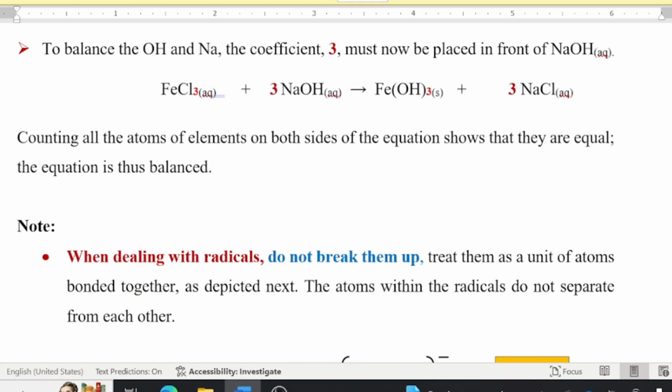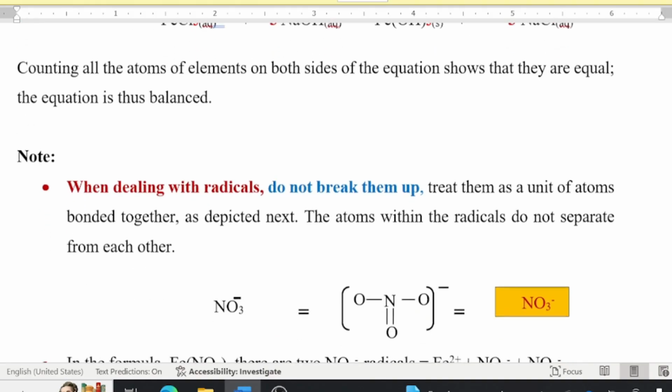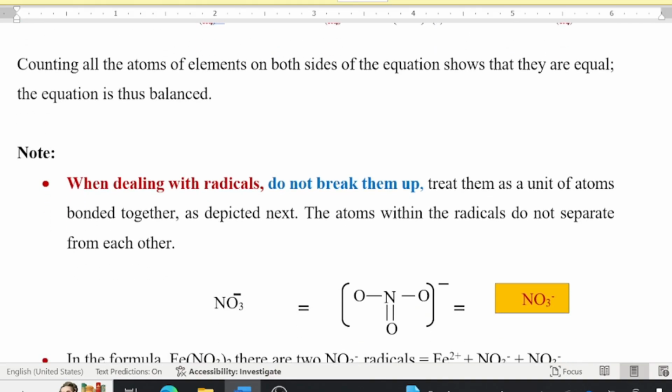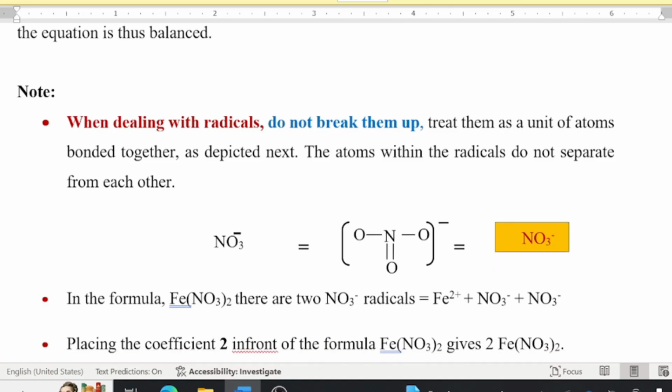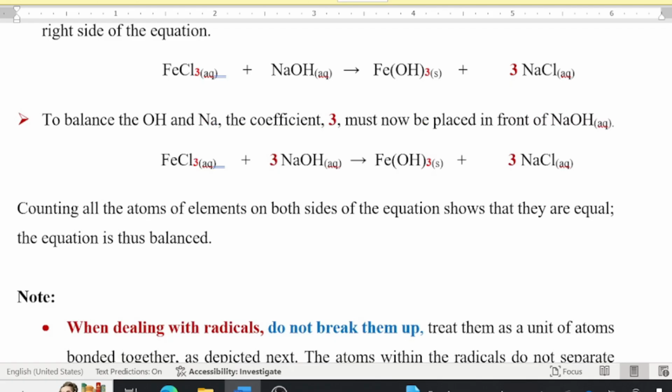Now, there's something I want to talk to you about when you're dealing with radicals. Sometimes you're going to see radicals in an equation. Let's go back to this one here, see? This is a hydroxide radical. When I was doing chemistry, nobody told me in high school that I should not break this up into hydrogen and oxygen. Nobody told me, hey, don't break this guy up. It goes as a block. It goes as a whole.